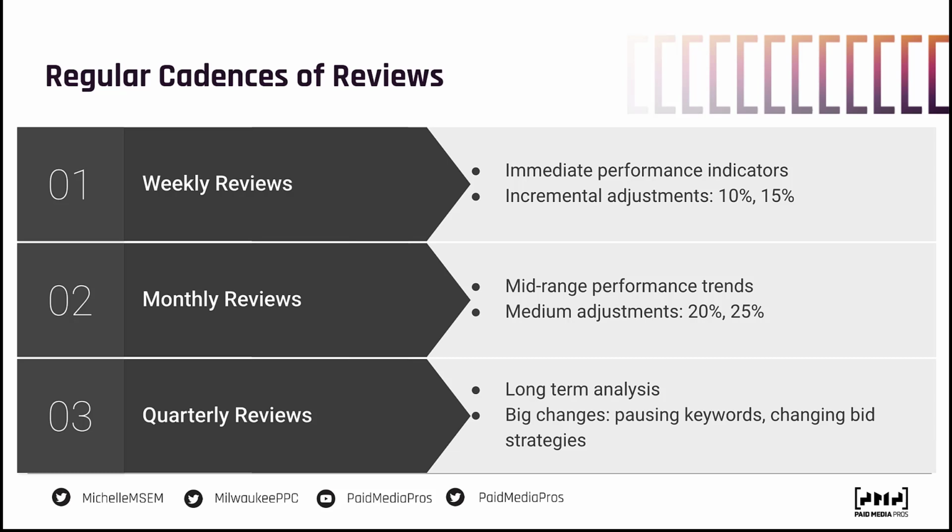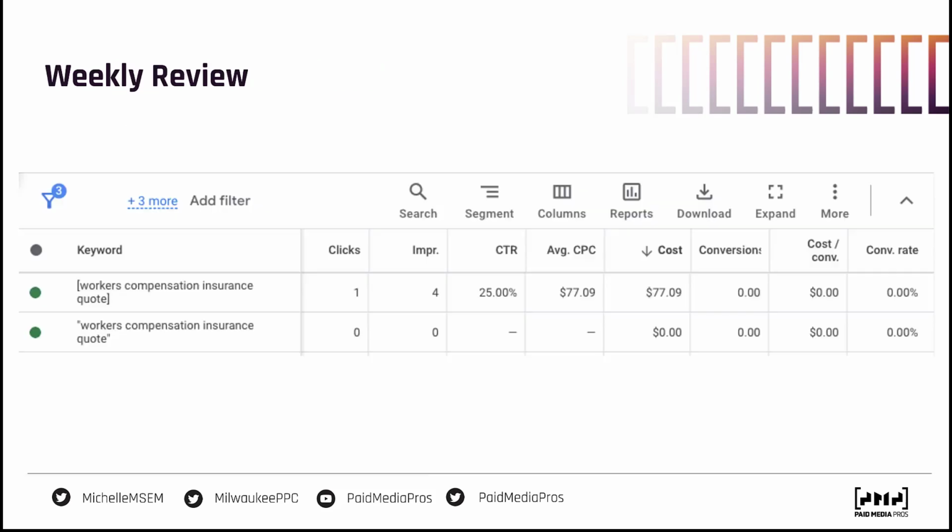I want to show you an example of one specific reason why we do quarterly reviews if they're not going to lean into the percentage bid changes. So for this account, we have this workers' compensation insurance quote keyword. We've got the exact and phrase match version. It was easy to just show you both.